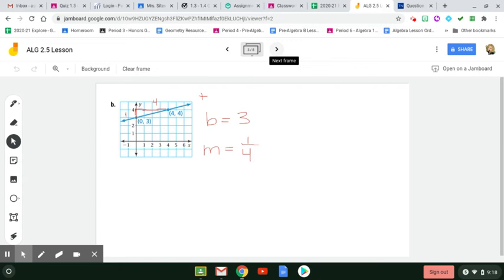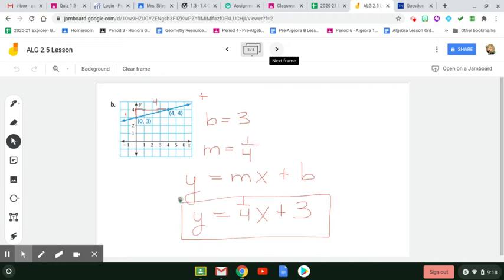So remember, slope-intercept form is y equals mx plus b. So you're substituting in 1/4 for m, and you're substituting in 3 for your y-intercept. So the final answer is y equals 1/4 x plus 3.